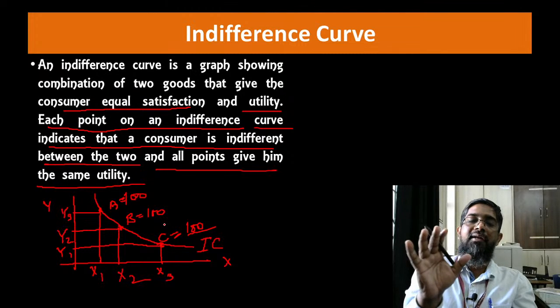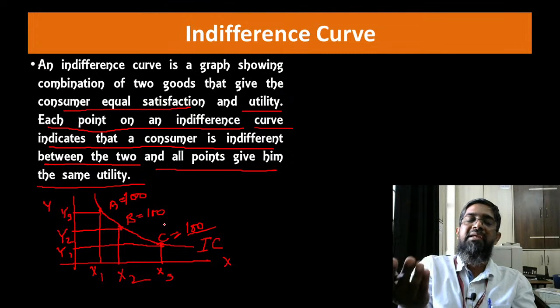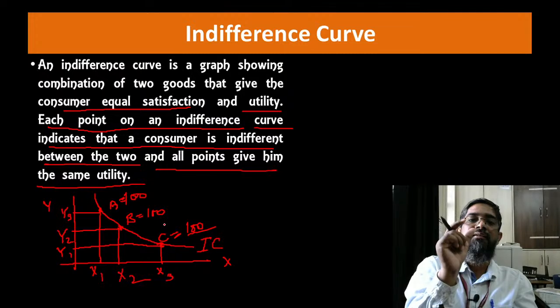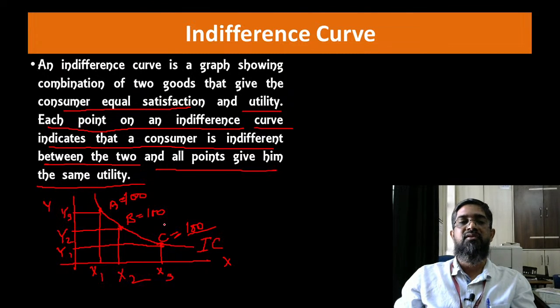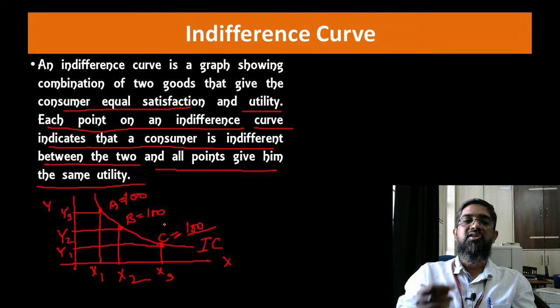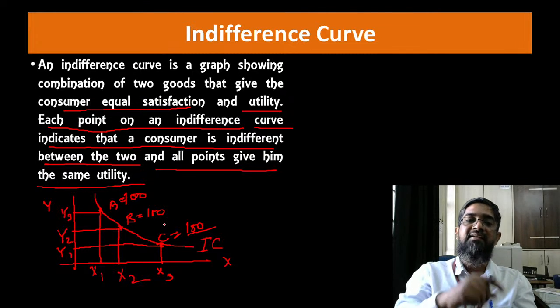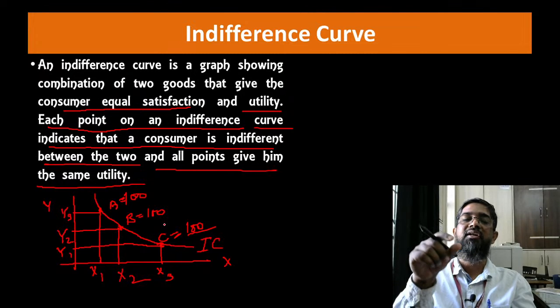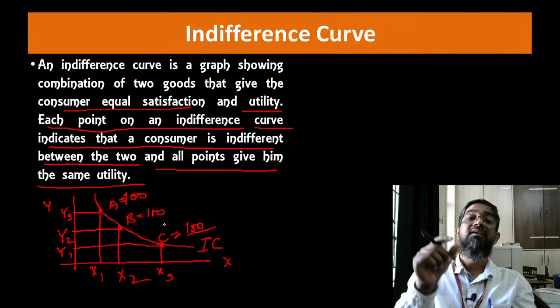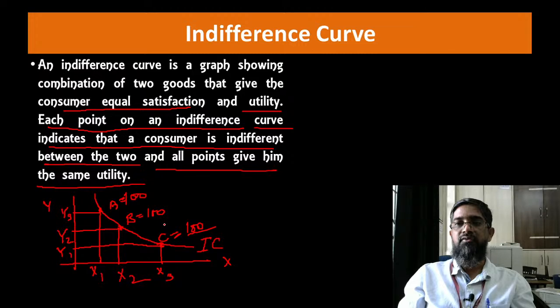You are indifferent whether A, B or C, you are getting the same level of satisfaction, right? आप किसी भी point पे हो, different combinations of two commodities, you are getting the same level of satisfaction, and if that is plotted on a diagram, you get the indifference curve. Okay? Yes, students?